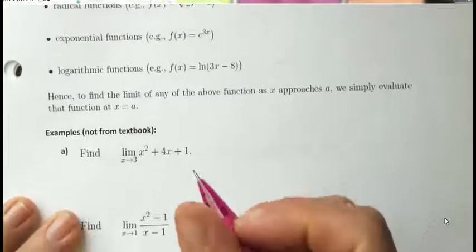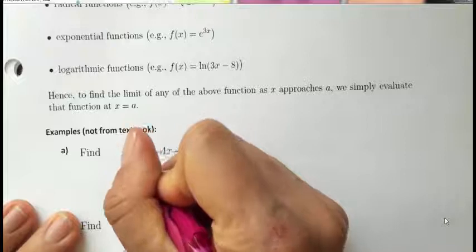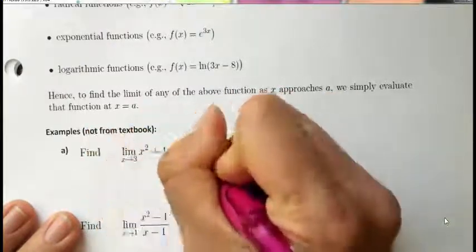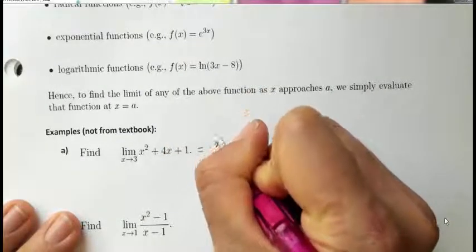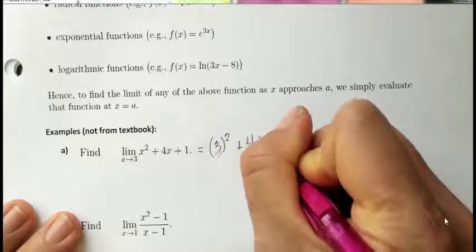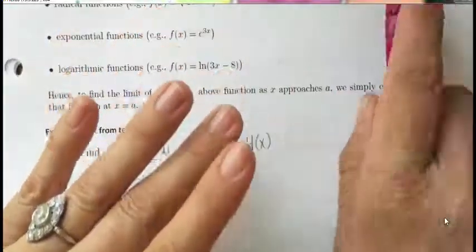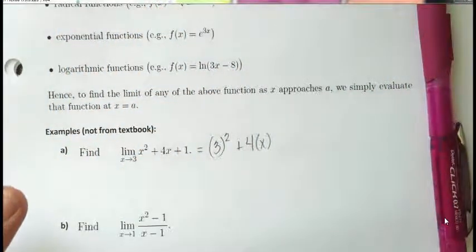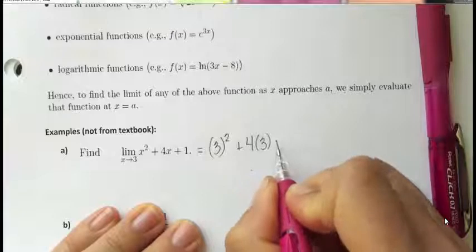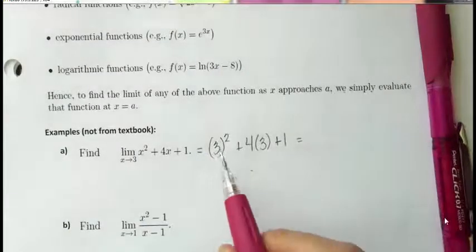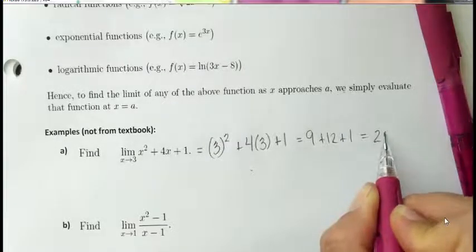So here's an example of where it's very easy and it works very, very quickly, okay? We basically say the limit as x approaches 3 of this thing is equal to, and all you do is plug 3 in for x. So I plug 3 in, so I'm just evaluating this because this is a continuous function. We know that there's no holes. Okay, so I've got 9 plus 12 plus 1, or 10 plus 12 is 22.